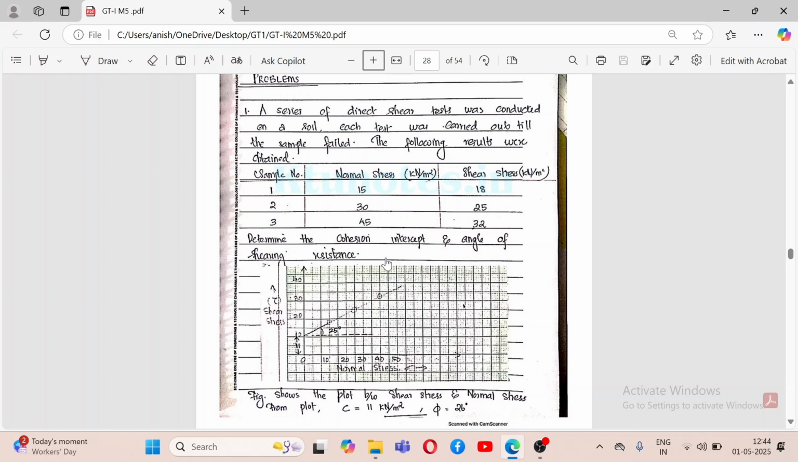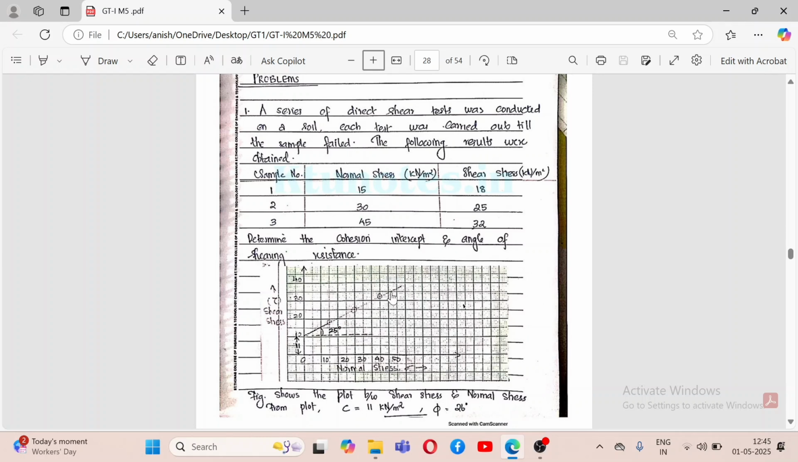What do we have to find? Cohesion intercept and angle of shearing resistance. So first you draw a graph. Here normal stress is on this axis, sigma, and shear stress is on this axis, which is tau. Then you mark 10, 20, 30, 40, 50. What is the range here respectively for shear stress? And then you plot the graph.